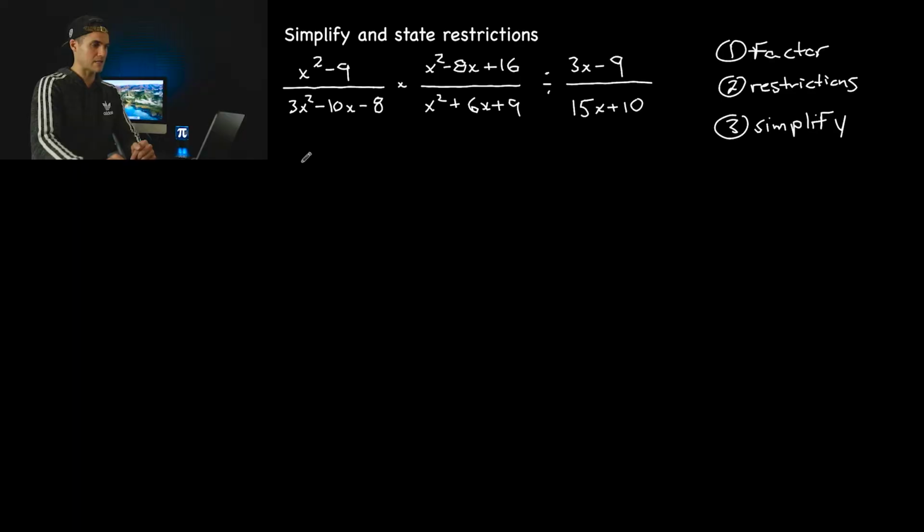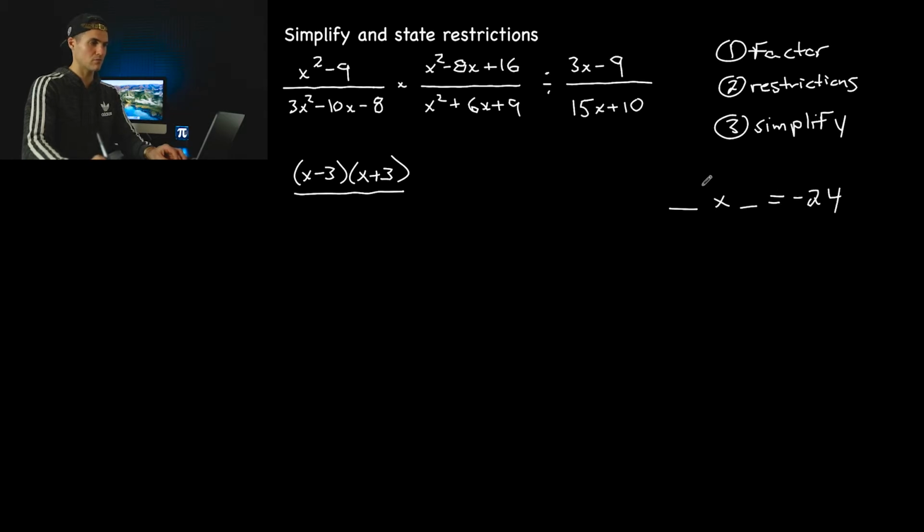So x squared minus 9, that's going to be a difference of squares. So that's going to be x minus 3, x plus 3. Then 3x squared minus 10x minus 8. Let's do that on the side. What two numbers multiply to negative 24, which is the 3 times the negative 8, and add up to the b value of negative 10? So that's going to be what? Negative 12 and 2, right? Negative 12 and 2 works.